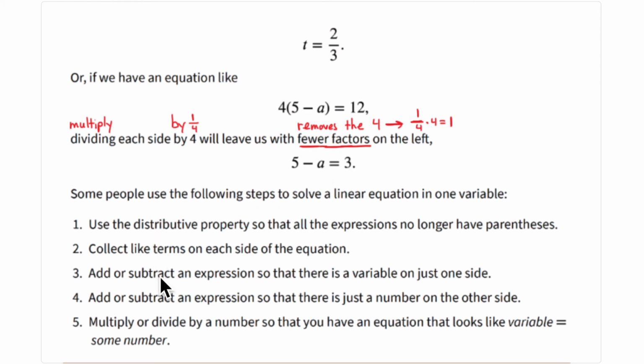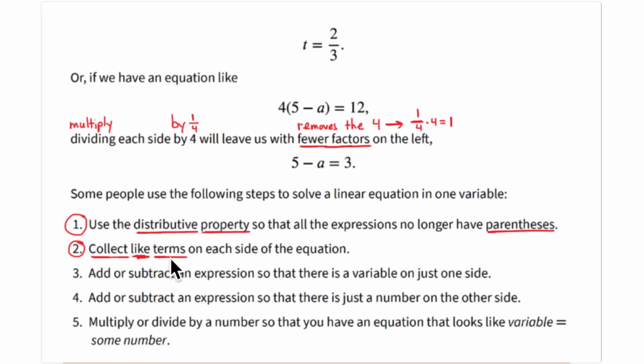So these are some of the steps that people follow in general. You're not always going to do all these steps. It depends on the problem. But to get used to this stuff, generally you start out with the distributive property. You want to get rid of any parentheses. There's a couple ways to do that. You can multiply all the way through by a denominator if you want, or you can use the distributive property.